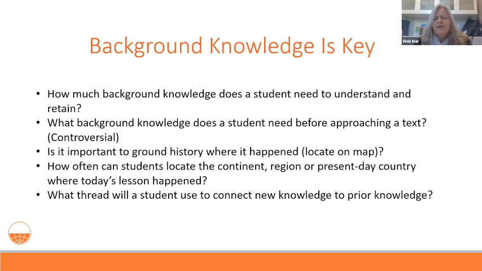And what thread will a student use to connect the new knowledge from the lesson to something they already knew? What would be the bridge? So I just want to take a second, and anyone who is brave or wants to come off mute and share any comments on any of these questions, or if you have an answer to them, because I'm posing them as questions. What are your feelings on background knowledge for students prior to reading text?